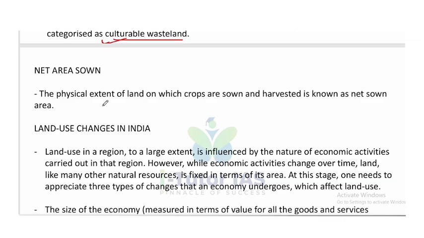Now, net area sown. The physical extent of land on which crops are sown and harvested is known as net area sown. Now, land use changes in India.